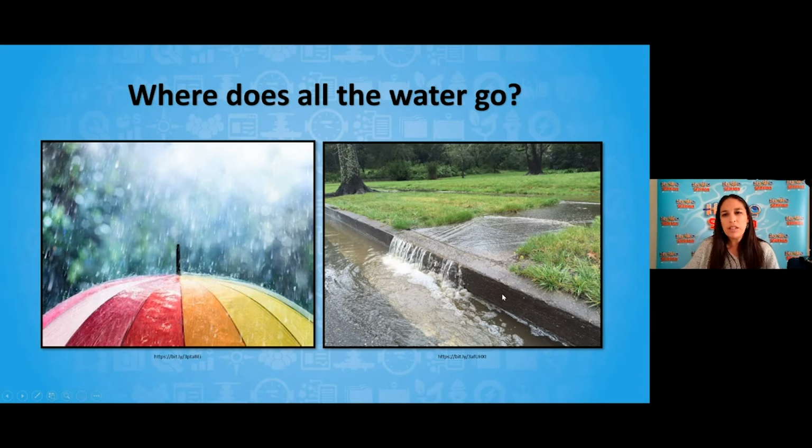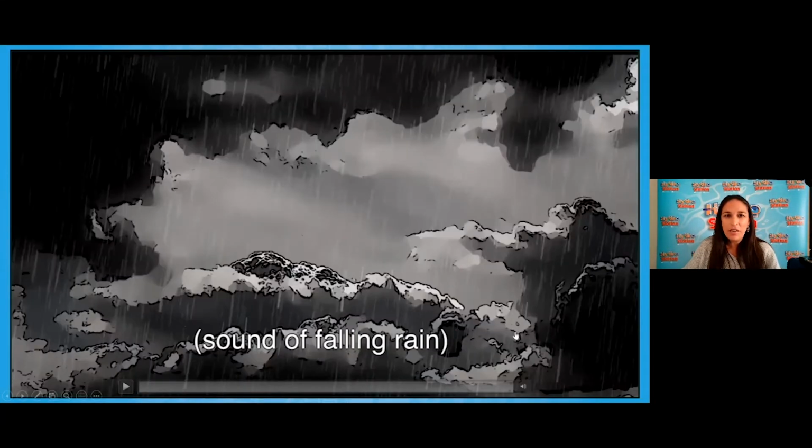So if you see this picture on the right here, you see water flowing. It looks like it's going down the drains or that curb area there, and it's shedding or flowing or moving to some other location. I always wonder, where does that end up? Where does it go? So to help us understand that, I want to send you on a journey through a video with a cartoon of a raindrop and his journey of what happens after he falls from the sky.